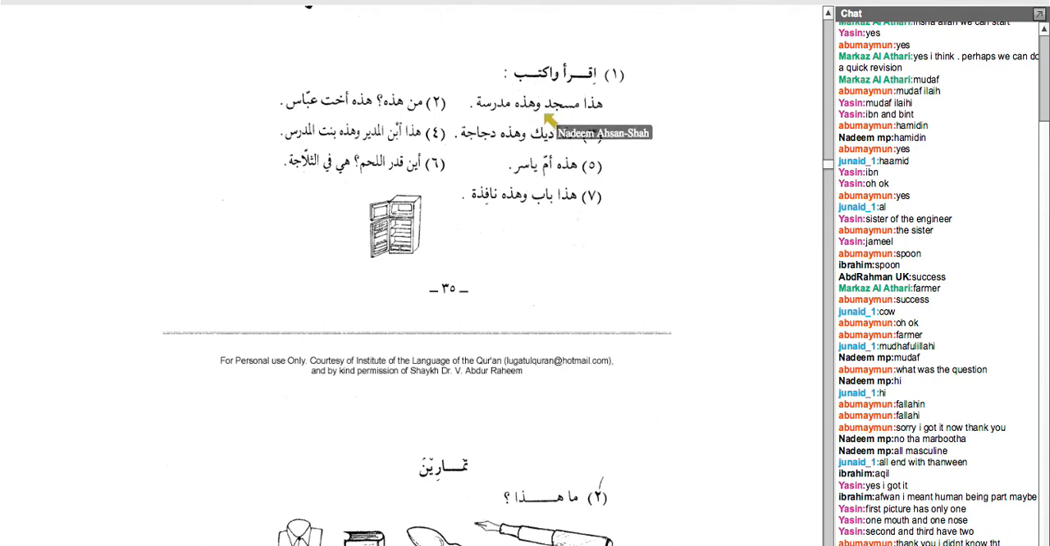هذا مسجد وهذه مدرسة. Why only two and two? And this one? مدرسة. Why? Two. Why? مسجد. I think this also carries tanween. Okay. هذا مسجد وهذه مدرسة. بارك الله فيك. Again please. Read again. هذا مسجد وهذه مدرسة. بارك الله فيك.